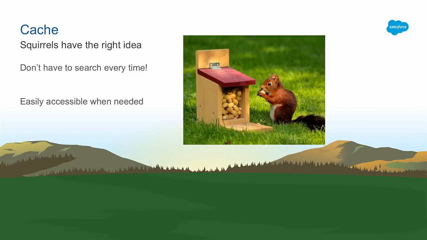You may also be familiar with this in the Lightning platform. Maybe you've had good or bad experiences with Lightning caching some things for you. You make a field update, and that update takes a few refreshes to take effect because Salesforce has cached it for you. But the idea is that a cache is a place in memory where you can store values so you don't have to search for them every time you request them. They're accessible when they're needed, on demand, whenever you want to request them.